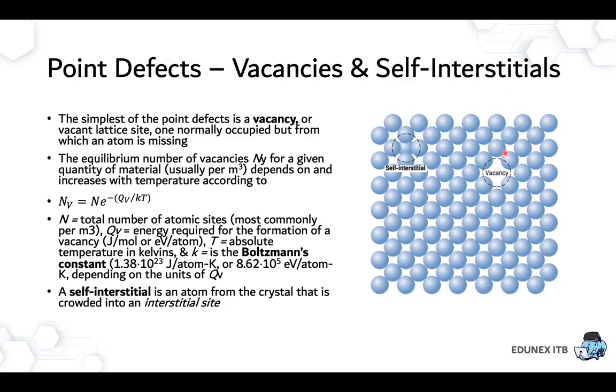Okay, and then the second part can also be a self-interstitial. Even for the self-interstitial, if there is room or a vacancy here, it's actually uncommon, because here you can see that this atom would have to squeeze through, berdesak-desakan, to get to this position. So it's called a self-interstitial, where an atom from the crystal is crowded into an interstitial site. So there is a vacancy and also an interstitial, and the vacancy concentration is a function of temperature, where a higher temperature gives more vacancies.